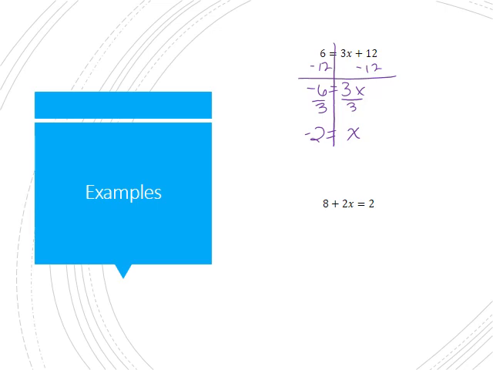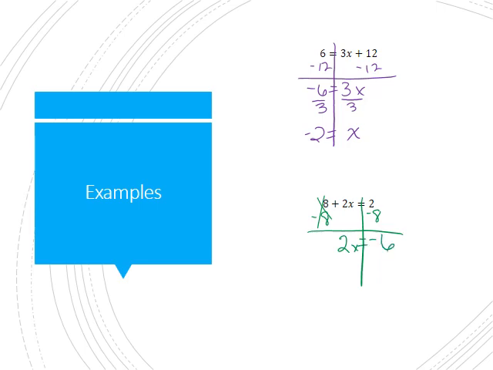So let's try out this next problem. I have 8 plus 2x equals 2. Well, my variable is x. If I follow the order of operations, I would multiply by 2, and then I would add 8. So I need to do everything backwards. Instead of adding 8, I need to subtract 8. These two are going to end up canceling out, so I end up with 2x equals negative 6.